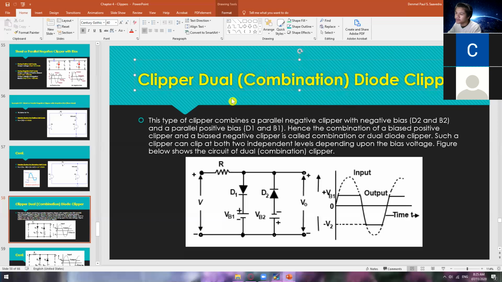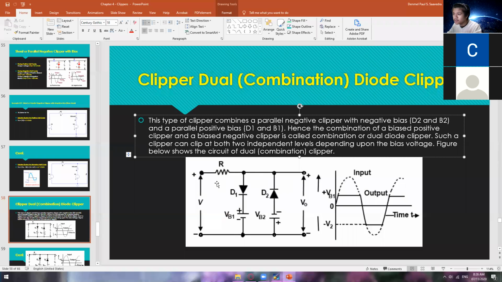As you can see, very obvious, it has the ability to clip both sides, the positive half cycle and the negative half cycle. This type of clipper combines a parallel negative clipper with negative bias D2 and B2, and a parallel positive clipper with bias D1 and B1. Hence, the combination of a biased positive clipper and a biased negative clipper is called a combination or dual diode clipper. Such a clipper can clip at two independent levels depending upon the bias voltage. The figure below shows the circuit of the dual combination clipper.